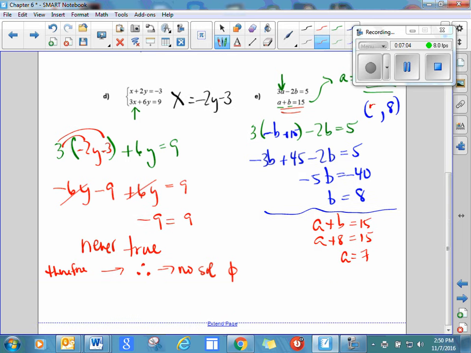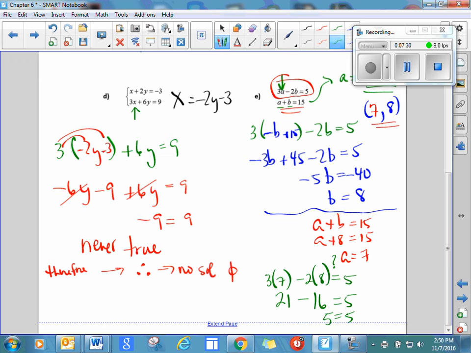So this is what I think my ordered pair is, and now I'm going to do one last thing to prove it. I'm going to plug both of them into this equation right here and make a true statement, hopefully. So 3 times 7 minus 2 times 8, is that really going to be equal to 5 when I do this arithmetic? So 21 minus 16 equals 5, and yes, indeed, 5 equals 5. So there's no doubt in my mind that we have done this perfectly.